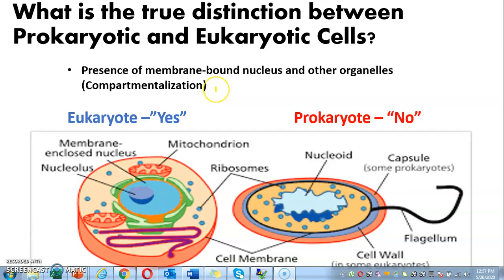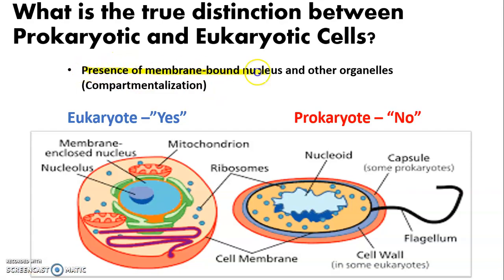But one of the most important things that you need to remember is the presence of a membrane-bound nucleus and other organelles. Or the other word is compartmentalization. So in a eukaryote or a eukaryotic cell, yes, there is a presence of a membrane-bound nucleus and other organelles, whereas in a prokaryotic cell or a prokaryote, there is no presence of a membrane-bound nucleus and other organelles.